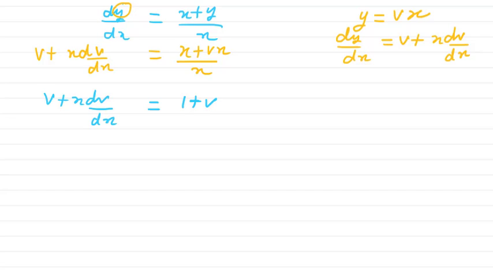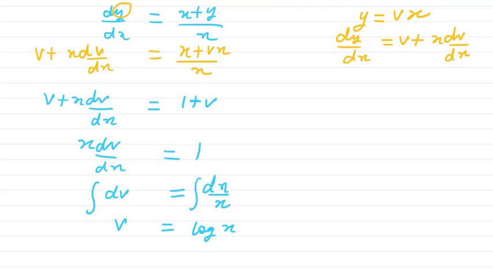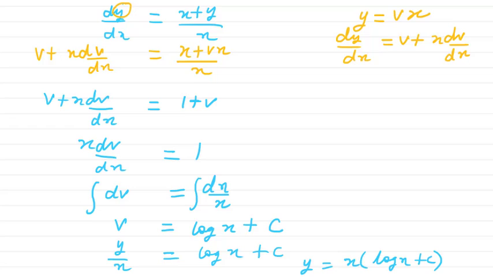If you simplify this thing, it becomes very easy. It is x dv by dx equals 1 only. Now you can separate the v and the x. So you will get dv equals dx by x. Now you can integrate this thing. Here we'll get v equals log x plus c. Now you can put the value of v back. So you'll get y by x equals log x plus c. So you can write the answer as y equals x multiplied by (log x plus c). So that will be the answer.